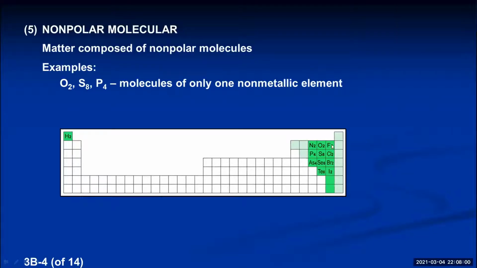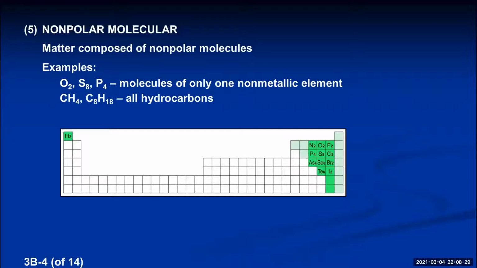So those are the 7 diatomic nonmetals. All the other nonmetals in this group form molecules as well. It's just that a different number of atoms make the molecule. Phosphorus and arsenic take 4 atoms to make their molecule. Sulfur, selenium, and tellurium all make 8. But every single one of these nonmetals, when they exist, doesn't exist as atoms. Boron, carbon, and silicon make macromolecular crystals. All the other ones make little molecules, so they're all going to fit into this category of nonpolar molecular.